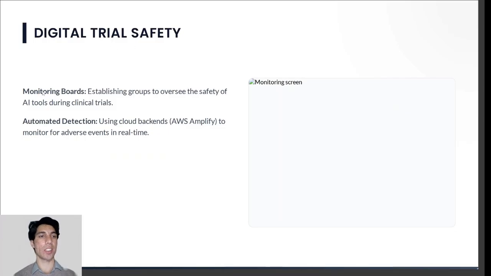Digital trial safety monitoring boards: establishing groups to oversee the safety of AI tools during clinical trials. So we cannot let these tools be fully autonomous, because we cannot trust them enough. The human oversight factor is very important. So we need monitoring boards for that, and automated detection using cloud backends like AWS Amplify to monitor for adverse events in real time. So we also need automated detection to check and monitor for adverse events in real time.